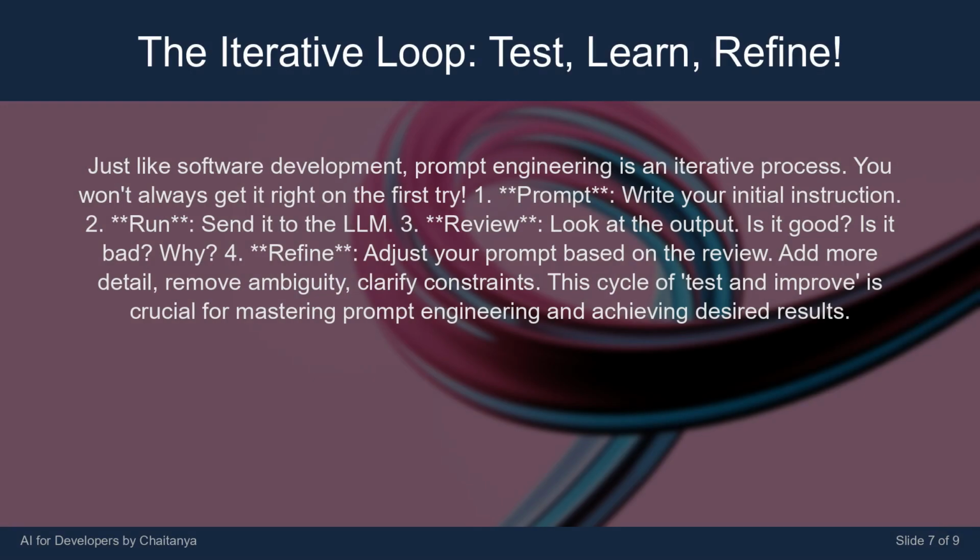Just like software development, prompt engineering is an iterative process. You won't always get it right on the first try. 1. Prompt. Write your initial instruction. 2. Run. Send it to the LLM. 3. Review. Look at the output. Is it good? Is it bad? Why? 4. Refine. Adjust your prompt based on the review. Add more detail. Remove ambiguity. Clarify constraints. This cycle of test and improve is crucial for mastering prompt engineering and achieving desired results.